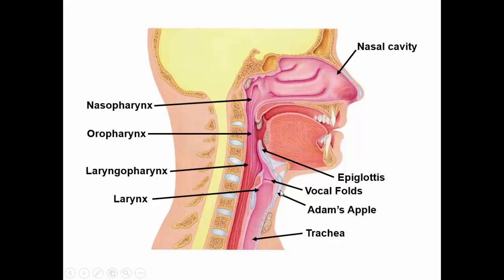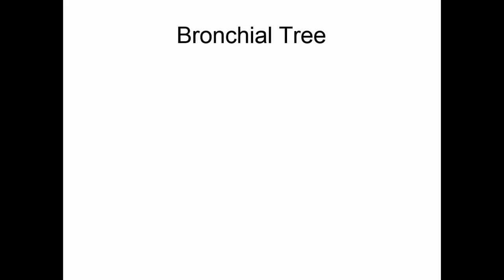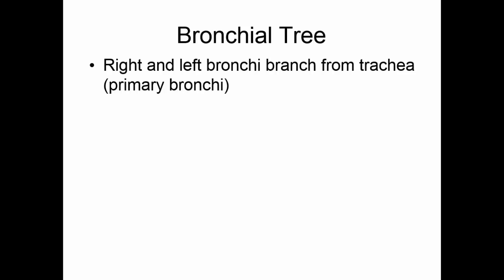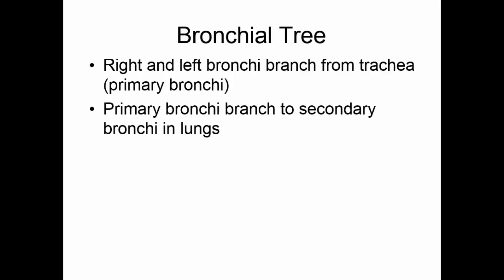The Adam's apple is one of the cartilages that make up the larynx. The vocal folds are here in the larynx. The trachea branches into the right and left bronchi. These are known as the primary bronchi. The primary bronchi branch to secondary bronchi. One secondary bronchus goes to each lobe of the lung.